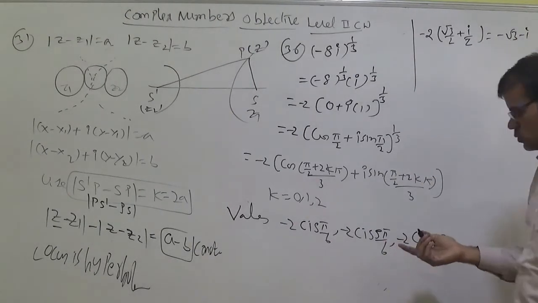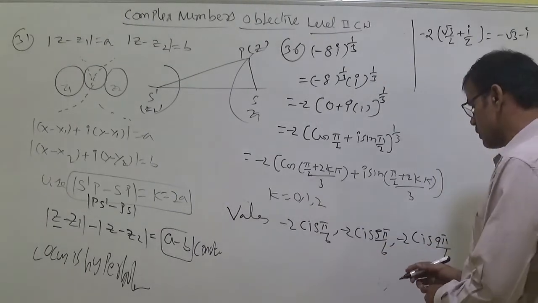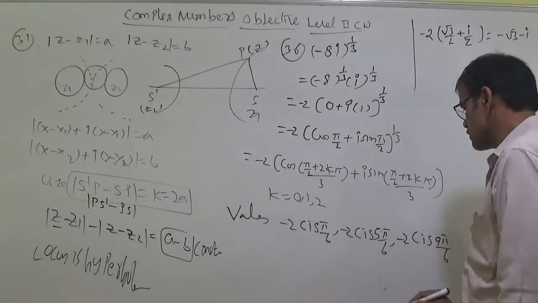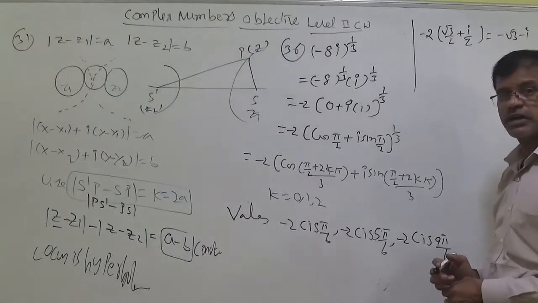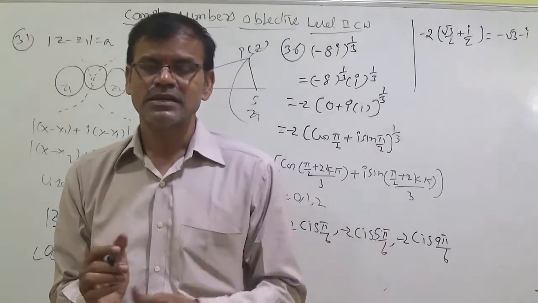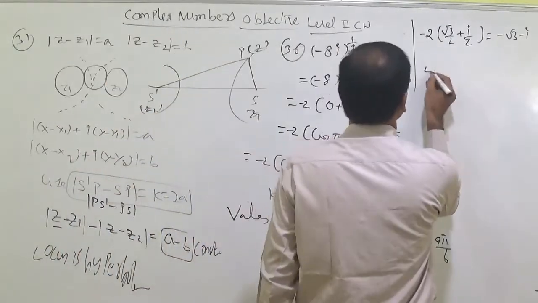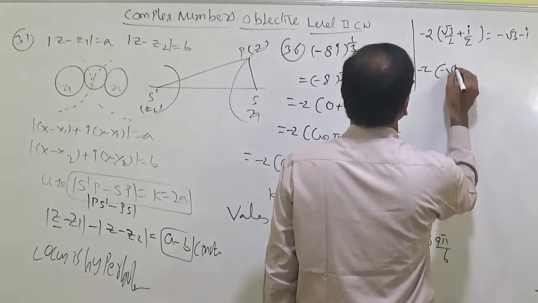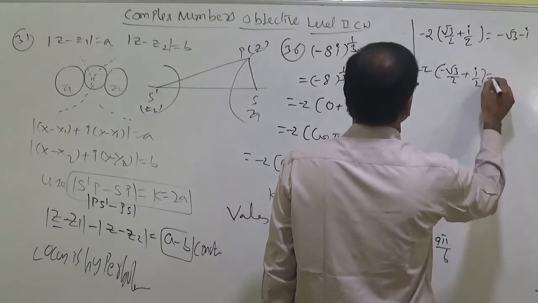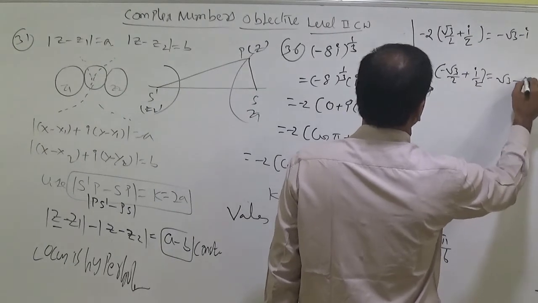Next one, minus 2 cis 5 pi by 6. Cis 5 pi by 6 becomes cis 180 minus 30 because it is 150. Cis 180 minus 30 becomes minus cos 30, of course sine is positive. Minus 2 into minus root 3 by 2 plus I by 2, it is okay. So that is equal to multiplying with minus 2, it becomes root 3 minus I.